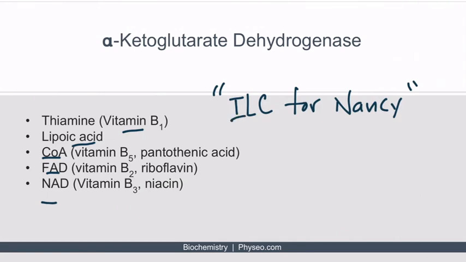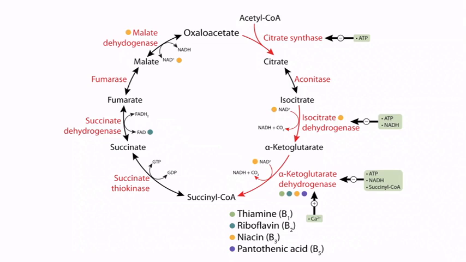T for thiamine, L for lipoic acid, C for CoA, F for FAD, and then N for NAD. The B vitamins are incredibly high yield, and deficiencies of these vitamins are usually used as a way to test you on the TCA cycle. As you can see from the image, alpha-ketoglutarate dehydrogenase requires vitamin B1, vitamin B2, niacin, or vitamin B3, and vitamin B5. You can see them all right here underneath the enzyme.